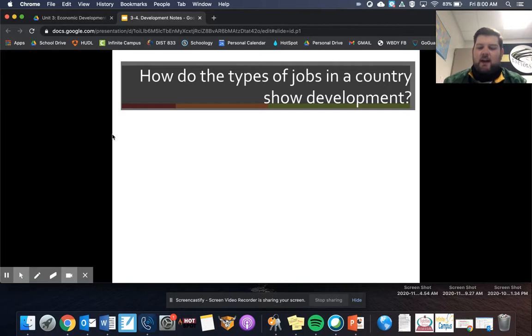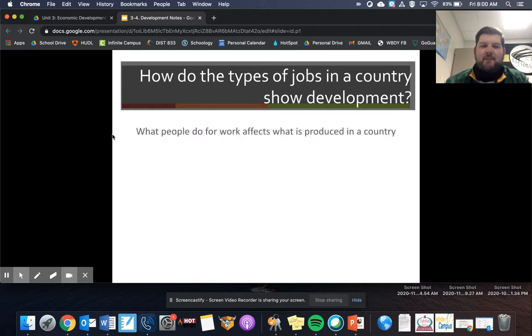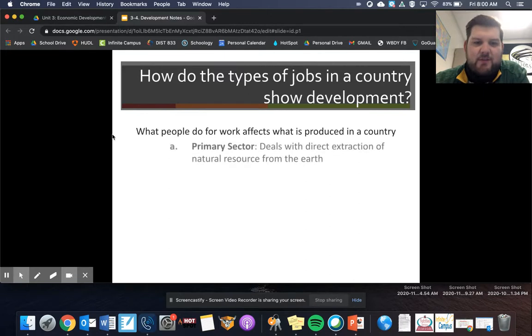Okay, so I said back here, the type of job determines how developed you are. So how does that happen? What people do affects what is produced in their country. So we have three different types of jobs. The primary sector jobs, those deal with direct extraction of natural resources from the earth. That would be like your farmers, coal miners, those sorts of things, they are directly taking resources from the earth.